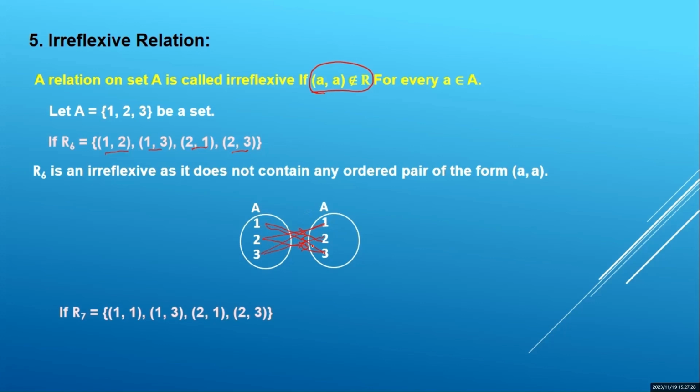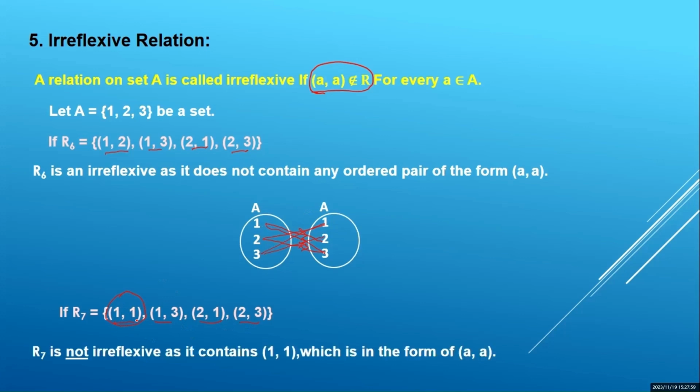Okay, now let's see the next example, R7. In R7, there is (1, 1), (1, 3), (2, 1), (2, 3). Is it reflexive or not? Is it irreflexive or not? No, it is not irreflexive because there is one of the identity ordered pairs, (1, 1). So it is not irreflexive. But it is not reflexive also. There is no (2, 2). There is no (3, 3). So it is neither reflexive nor irreflexive.